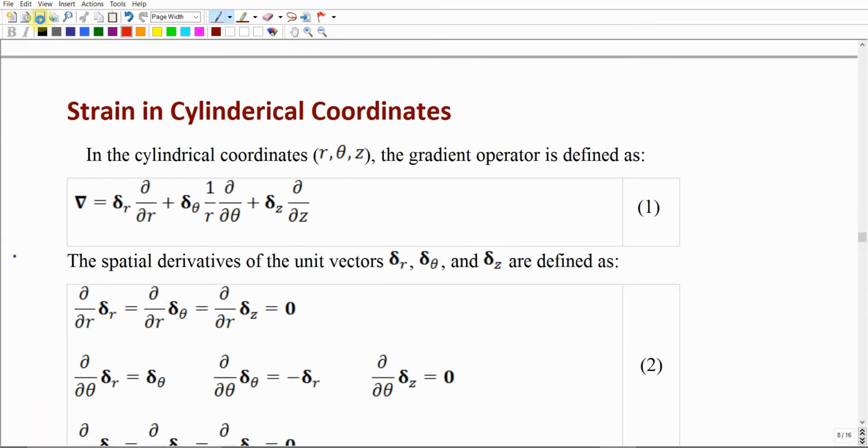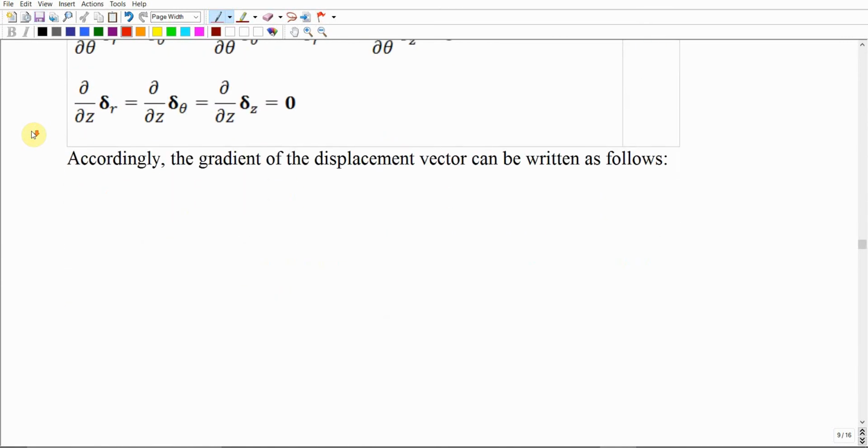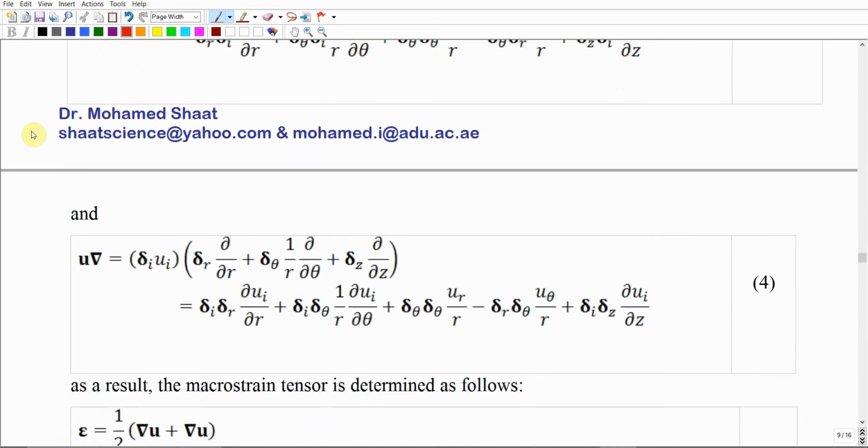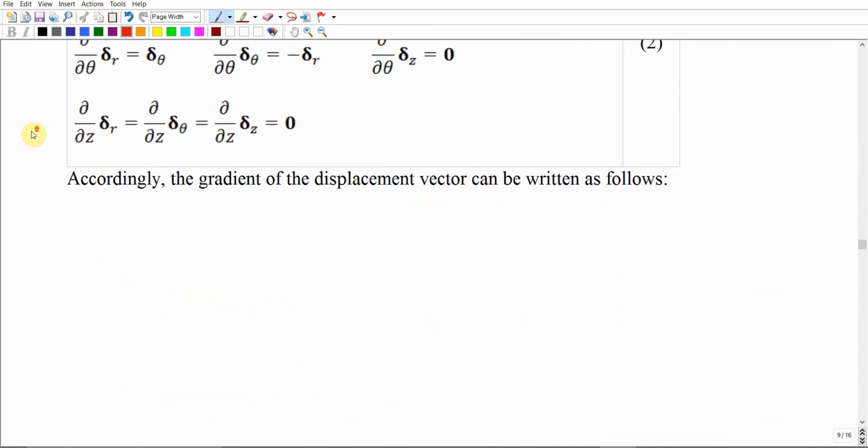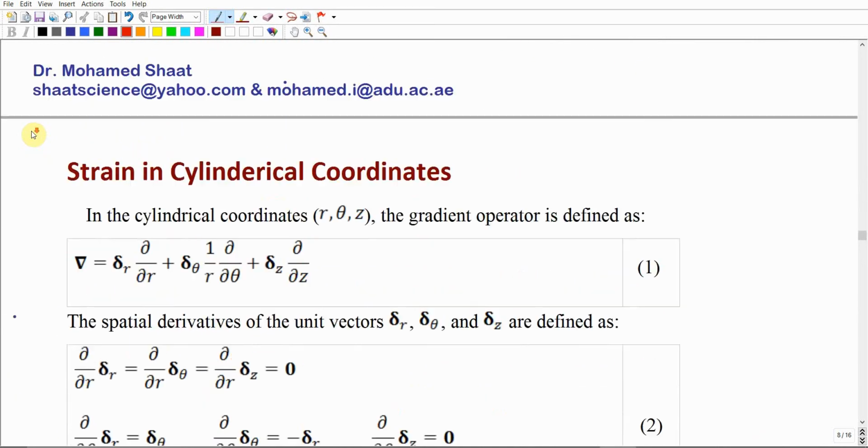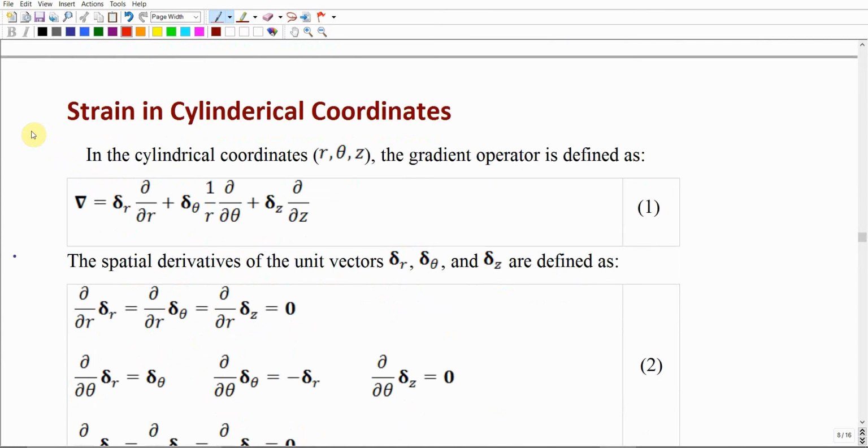Now what I'm going to do is show you how we can represent the strain and the rotation tensor in the cylindrical coordinates and the spherical coordinates. So what about the cylindrical and spherical coordinates? We didn't discuss this part in the vector and tensor calculus, but they are very important.